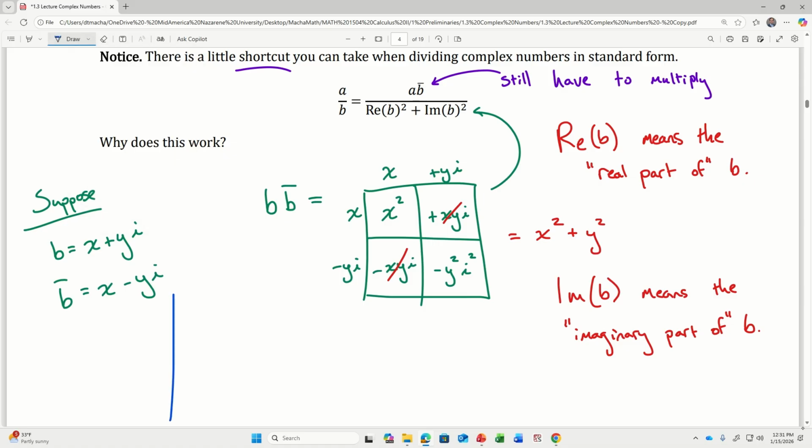Do a little example of a shortcut problem. If I had 1 divided by 3 plus 4i, in the numerator, I have to multiply the numerator times 3 minus 4i.